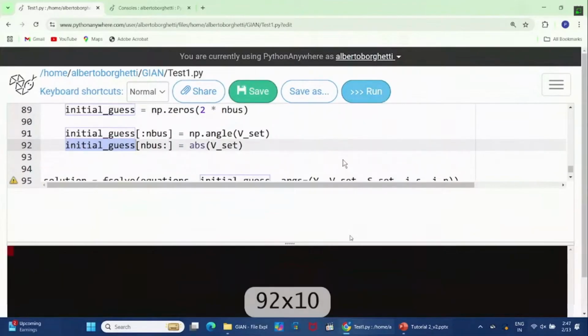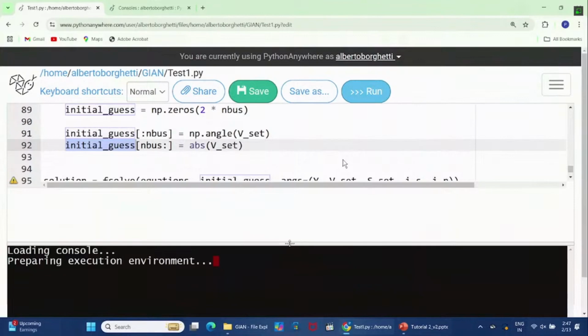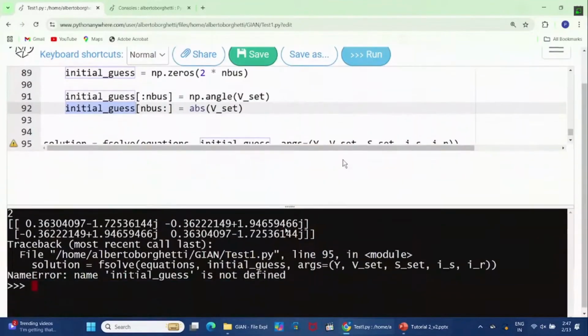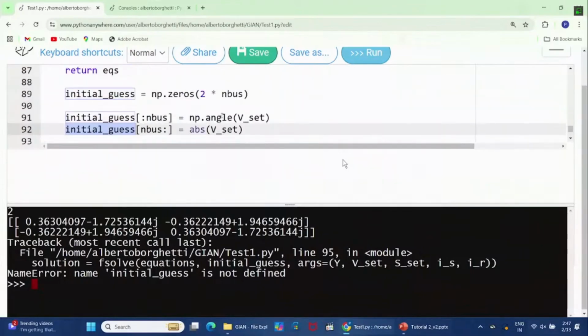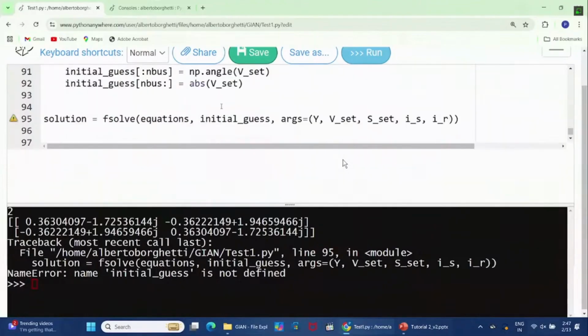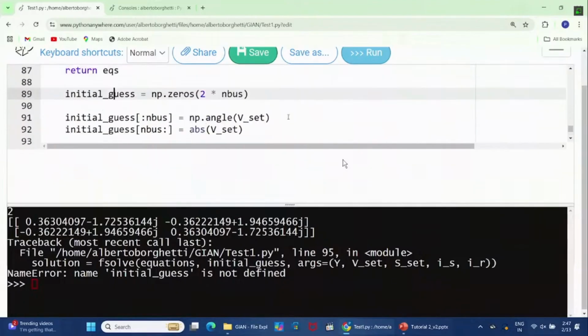So I will try. The error that it says is that initial guess is not defined. Initial guess is here, it is written in the same way. It is undefined. Any suggestion?